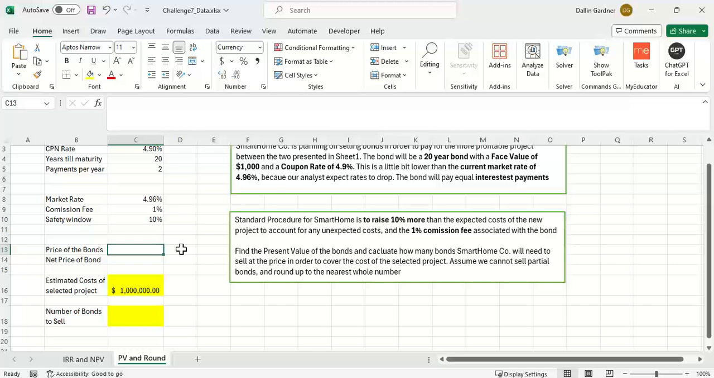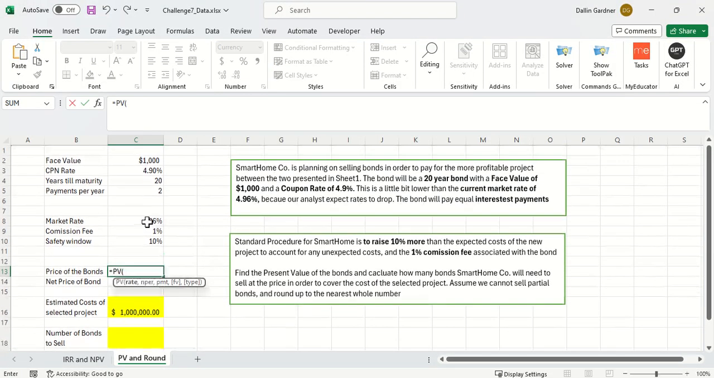So the price of the bonds is going to be present value. I'm going to put in the market rate divided by payments per year, since we're paying only twice per year. Number of payments is going to be the years times the number of payments per year. Then a payment's going to be 4.9% times the face value. And that's what we're paying annually, but since we're doing this on a semi-annual basis, we need to divide that by 2.